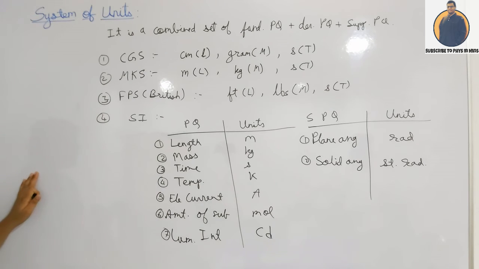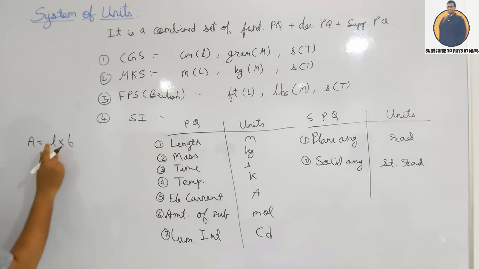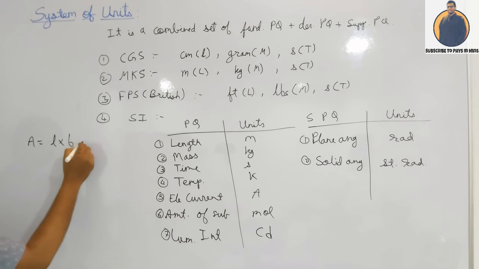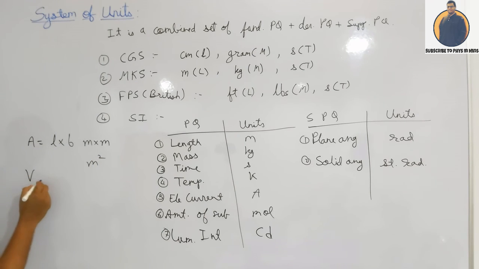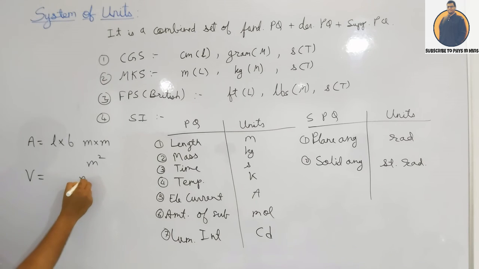Apart from these, there are many derived units. Some examples: let us take the unit of area. The area of a rectangle is length into breadth. Both length and breadth are measured in meter, so the unit will be meter into meter, which is meter square, right? Similarly, the unit of volume will be meter into meter into meter, so it will be meter cube.